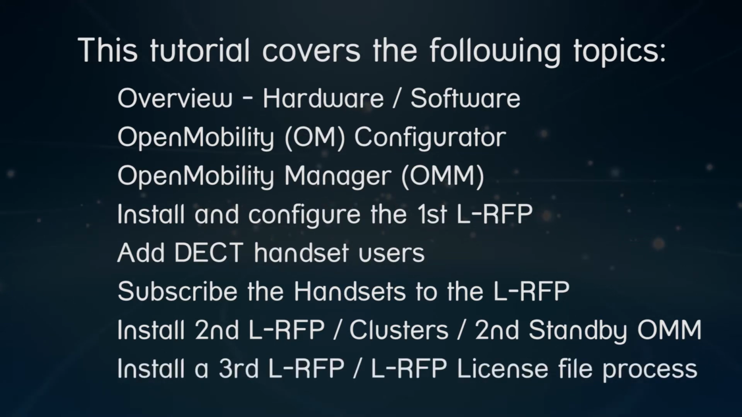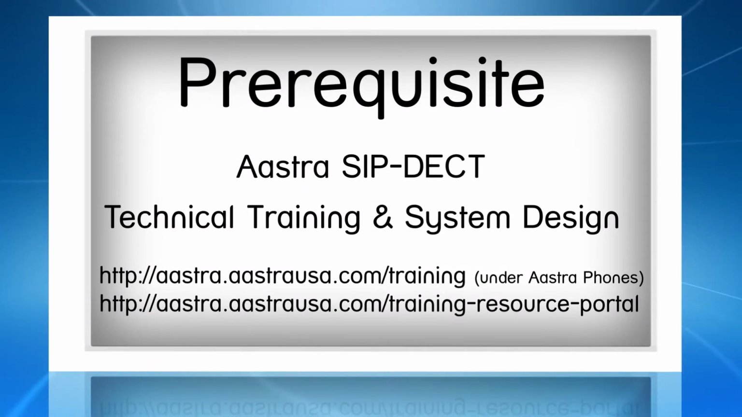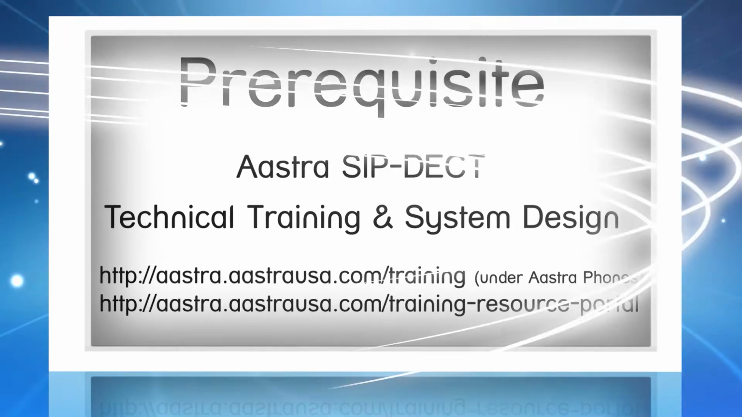At this point, we'll have to go to the license server website where we'll go through the L-RFP license process. We'll import this file, which will activate the built-in license features. If you have not already taken the Aastra SIP-DECT Technical Training and System Design course, please do so before continuing with this tutorial. It is available on our Training on Demand webpage and on our training resource portal.